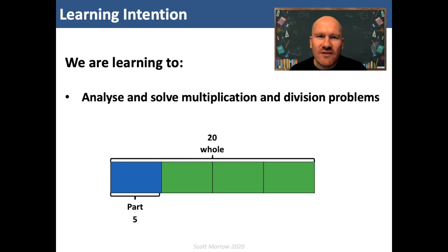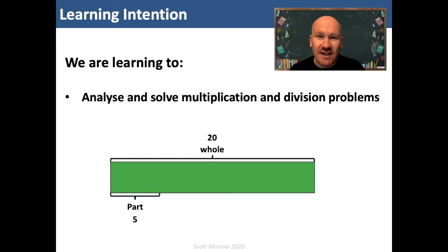Hi guys, during weeks 4 and 5, we looked firstly at division problems and then multiplication problems. The bars that we use to analyse these problems are essentially the same, a whole amount split into equal parts. When we solve multiplication problems, we don't know the whole amount, and when we don't know one of the parts or we don't know the number of parts, we can use a division strategy.